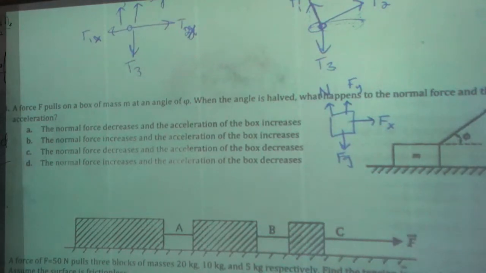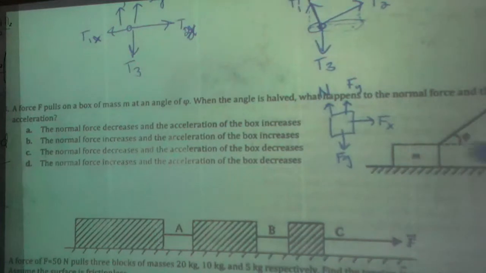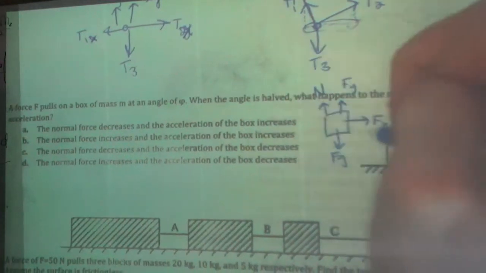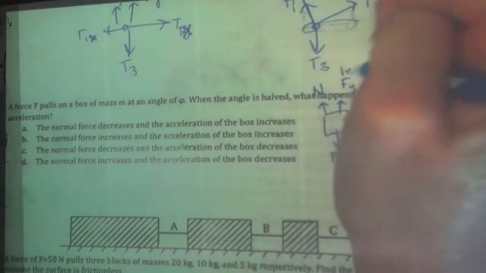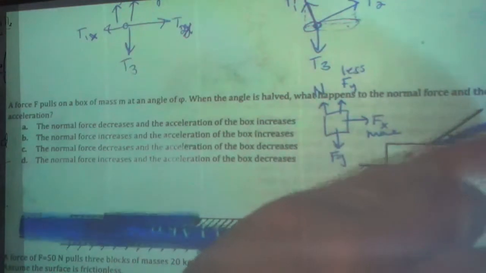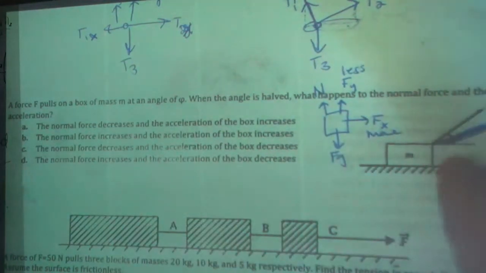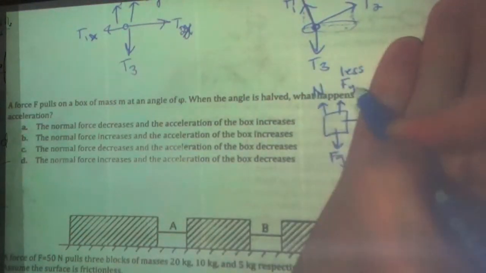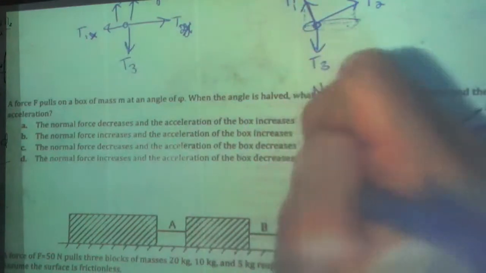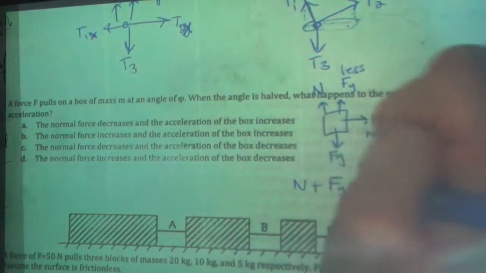I want to know what's going to happen to the normal force and the acceleration if I decrease my angle. So if I halve my angle, that means that I have more x force and less y force, because my angle is more to the side than up, whereas before it was more up than to the side. So let's start with just the normal force. We know that the normal plus Fy equals Fg.